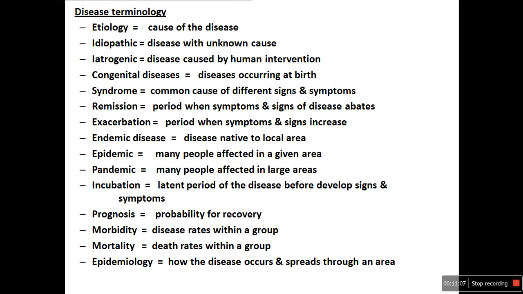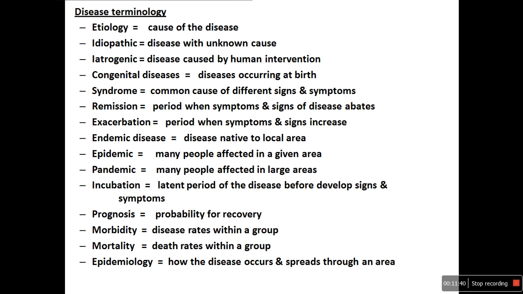Endemic disease, a disease native to a local area. الديزيز يعني المرض يعود أو أساسي في منطقة محددة أو في مكان معين. Endemic disease, a disease native to a local area.